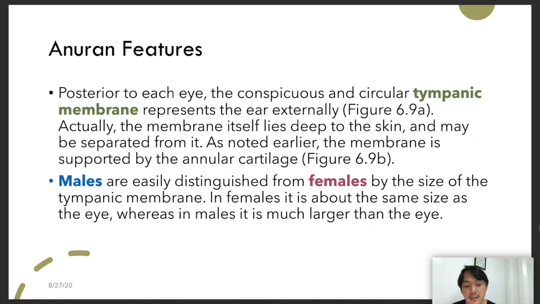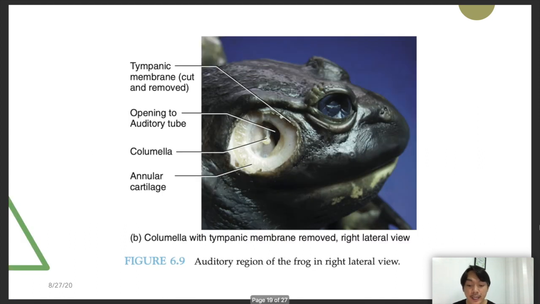Males are easily distinguished from females by the size of the tympanic membrane. In females, it's about the same size as the eye, whereas in the males, it's bigger than the eye. So this is the columella with the tympanic membrane removed in right lateral view. Annular cartilage, auditory tubes, and tympanic membrane are presented in right lateral view. There is no pinna of the ear in the toad.